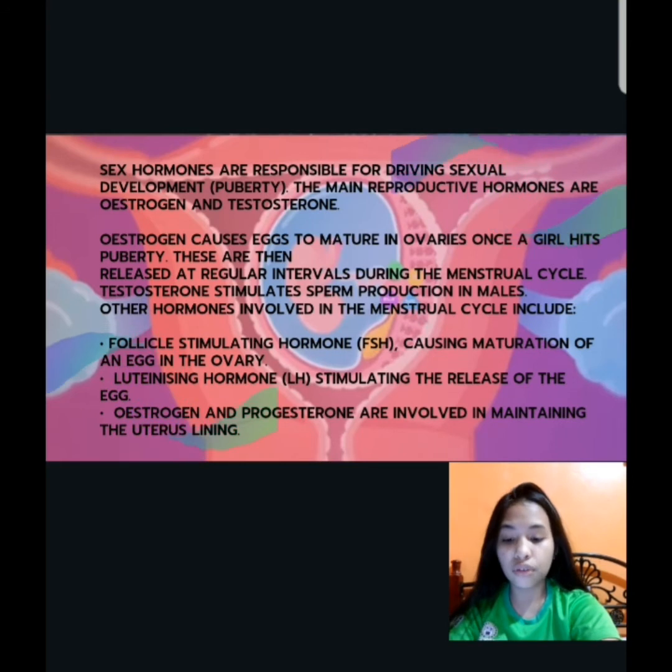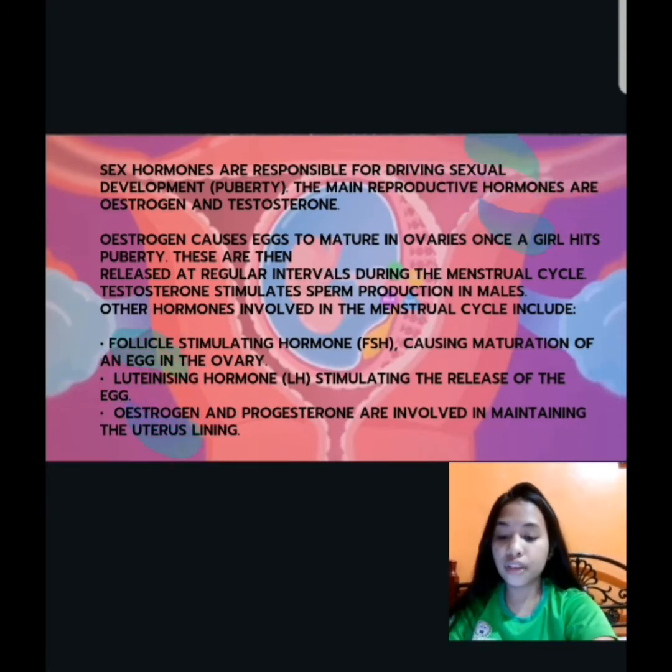Estrogen causes eggs to mature in the ovaries once a girl hits puberty. These are then released at regular intervals during their menstrual cycle. Testosterone stimulates sperm production in males. Other hormones involved in the menstrual cycle include follicle-stimulating hormone, causing maturation of an egg in the ovary; luteinizing hormone, stimulating the release of the egg. Estrogen and progesterone are involved in maintaining the uterus lining.